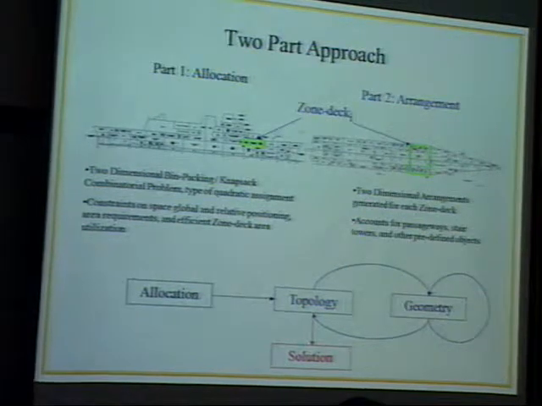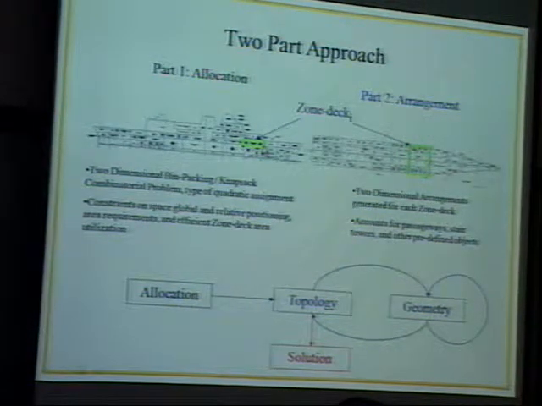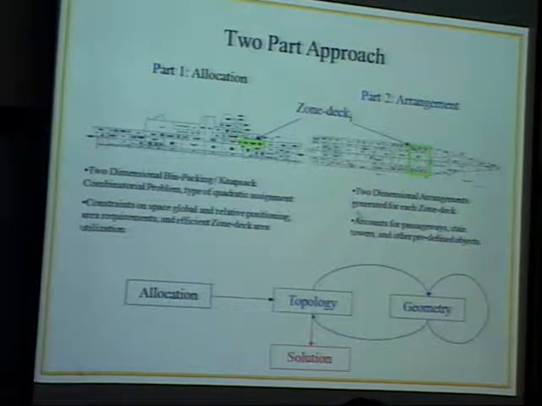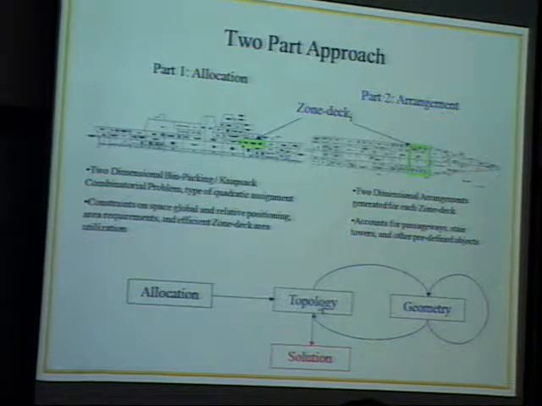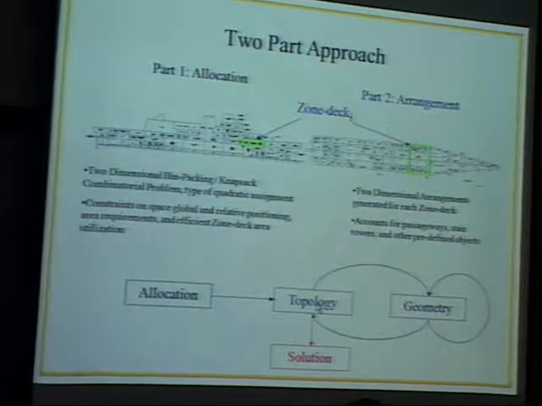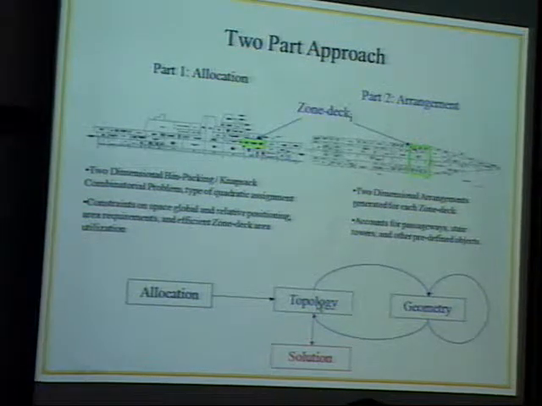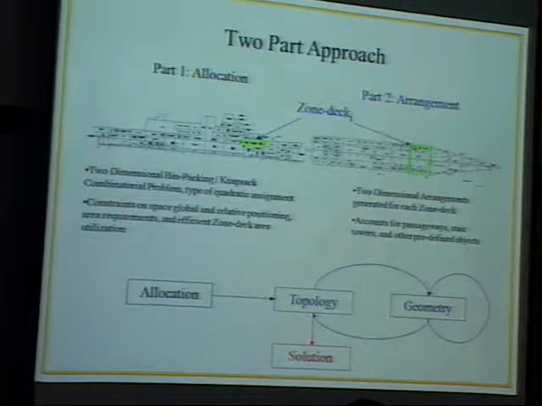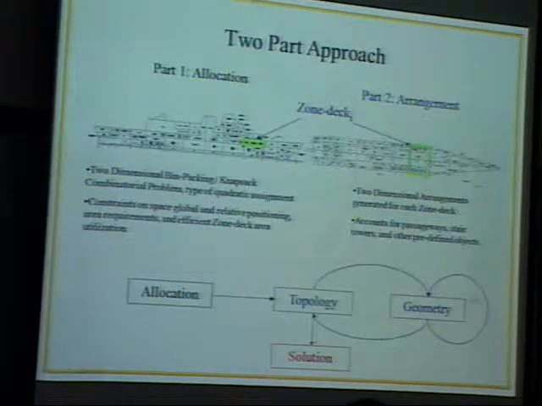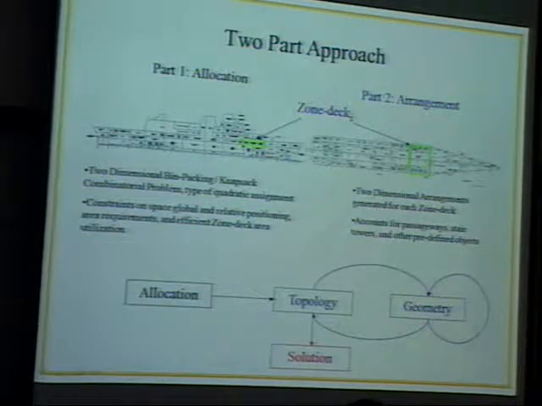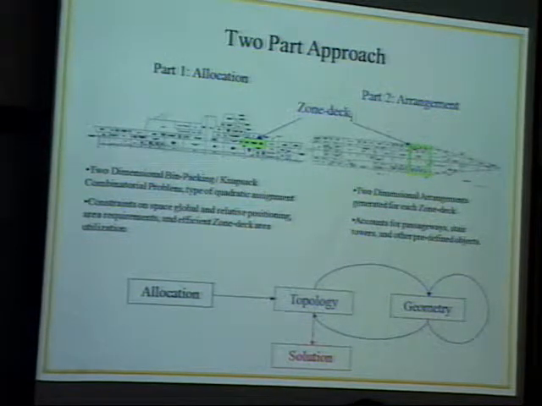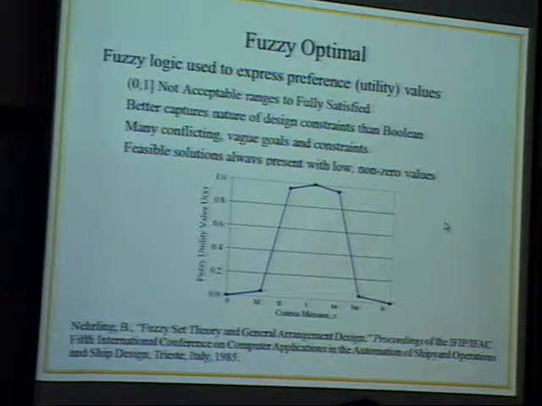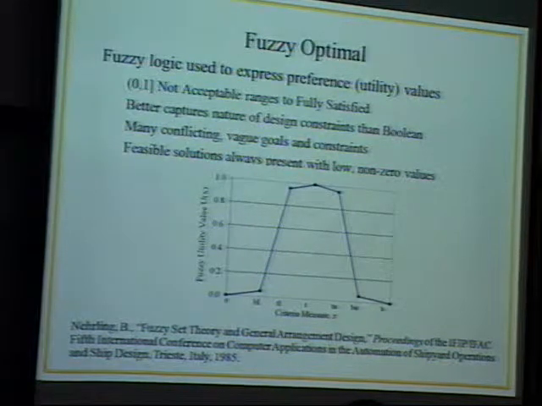Same thing. First, do the allocation of the spaces into each of these zone decks, and then do the arrangement inside of these zone decks. First, utilizing the topology, and then using a stochastic growth algorithm to actually increase the size of the spaces. That's for the geometry. And after several iterations, then we will approach the solution. This one is about fuzzy, and I will explain the fuzzy algorithm in next Monday's class.